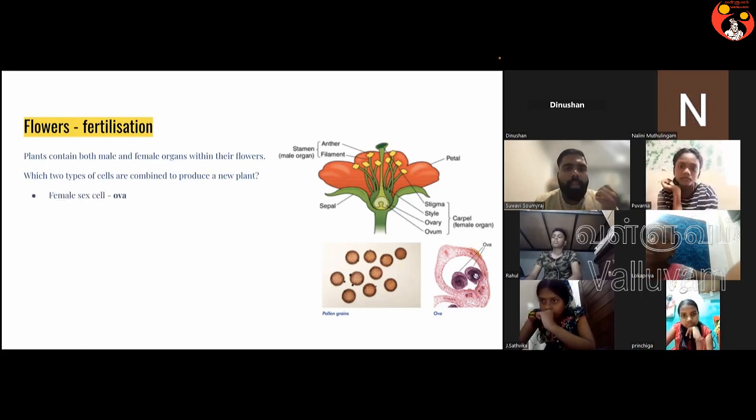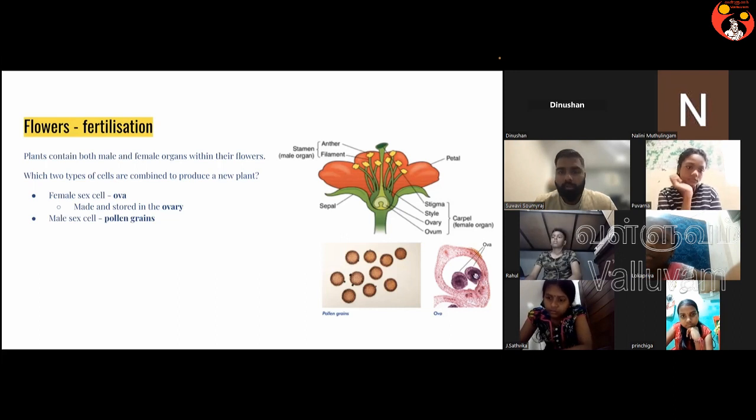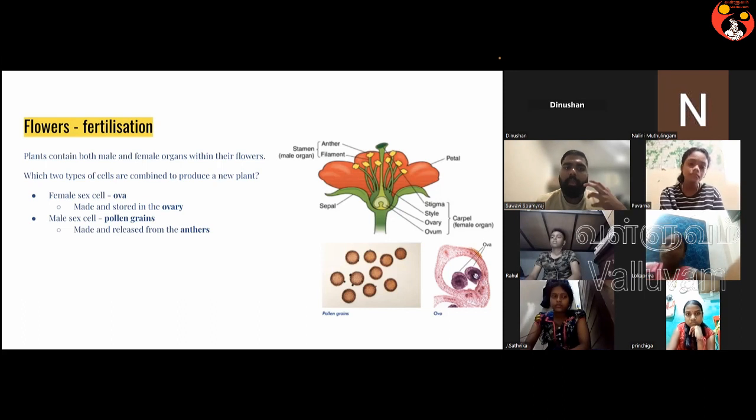Cool. Now, there's the ova, which is made and stored in the ovary. And then you've got the pollen grains, which are made and released from the anthers. So that's your female and male organs within the flower.